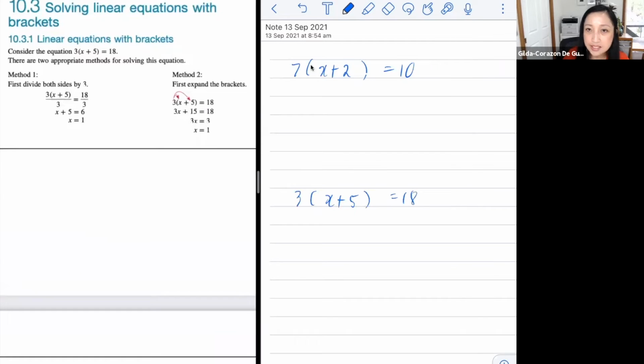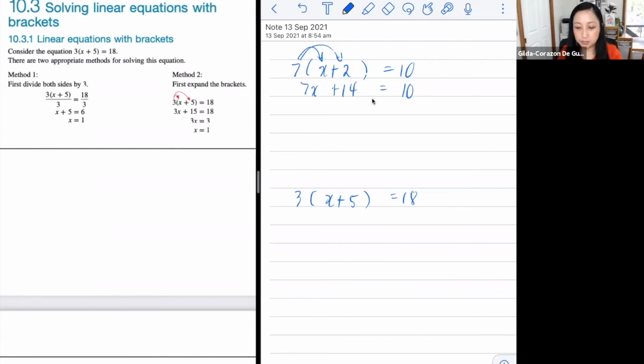How is this example different from the one that we did previously? Look at 10 and look at 7. Can you divide 10 by 7? No, you can't, right? You will be dealing with a fraction or a decimal, and you don't want to be doing that, okay? So when that happens, method 2 is actually better than method 1, right? So we would want to expand 7 and distribute 7 to each of the terms, right? So then you have 7x plus 14 equal to 10.